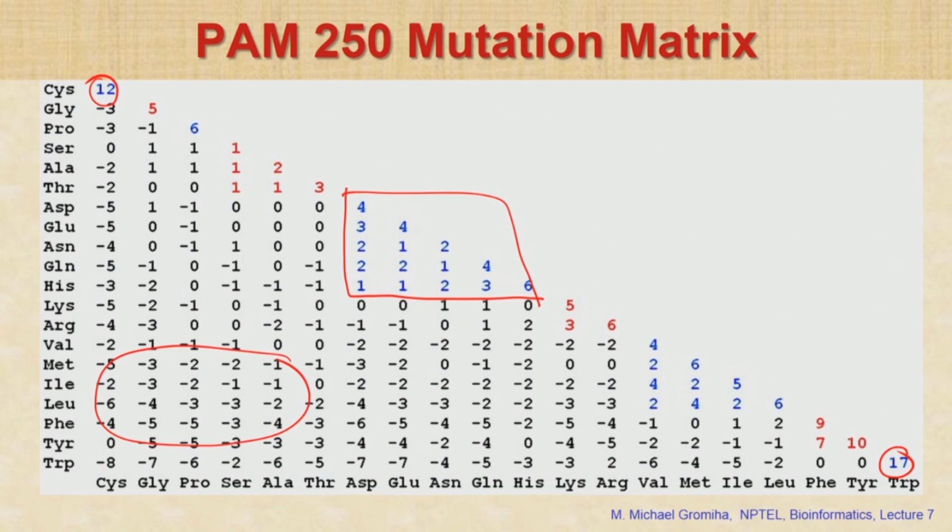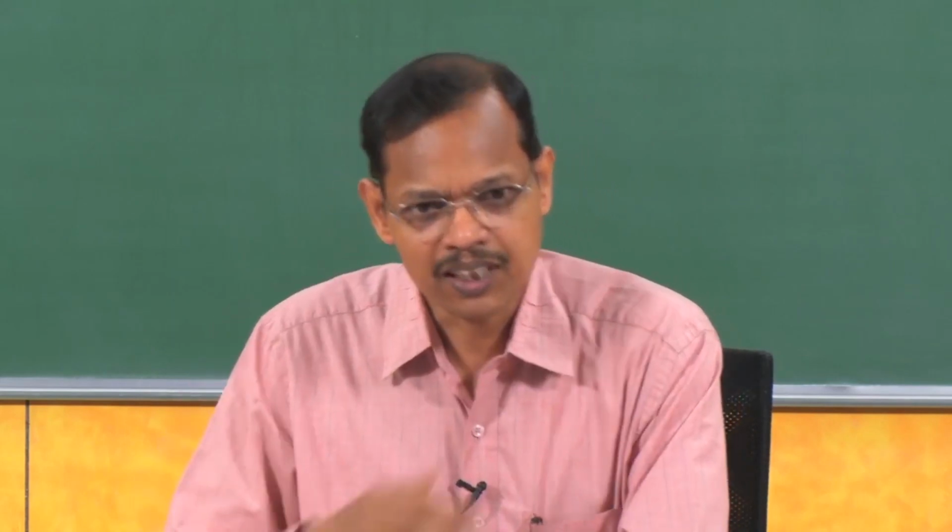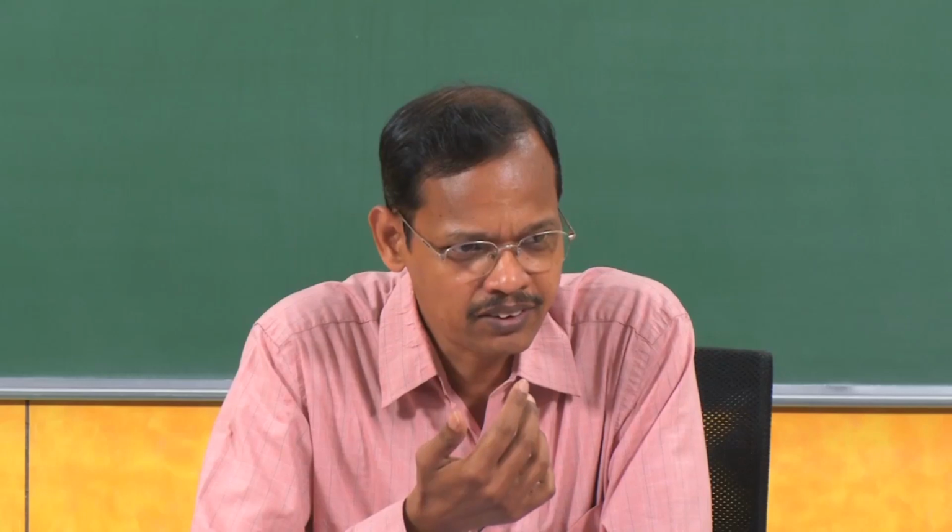For example, if you substitute serine by leucine or alanine by phenylalanine. So, if you see, some mutations are acceptable by nature, some mutations are not acceptable by nature. So, based on the real frequency of substitutions, we derive the PAM matrix. Likewise, there is another matrix, basically the BLOSUM matrix.